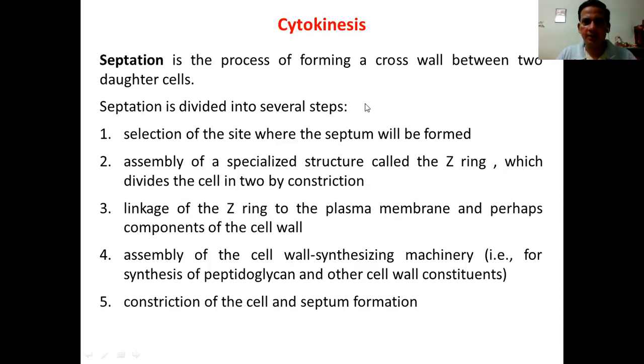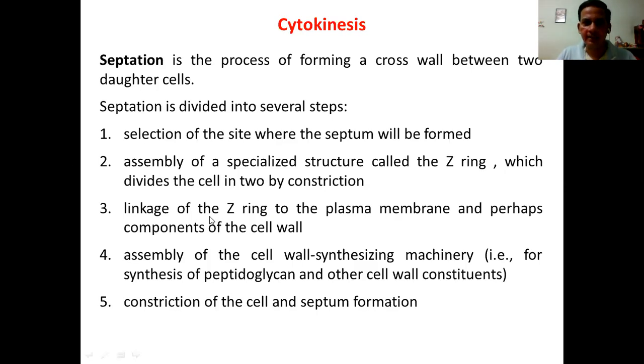This septation is divided into multiple steps. The first one is the selection of the site where the septum will be formed. It is not that it will start forming at any point. There is a specific mechanism which selects the site where the septum will be formed. The second is the assembly of a specialized structure called the Z-ring, which divides a cell into two by constriction. The Z-ring forms once the site is decided, and its formation at that site ultimately leads to constriction of the bacterial cell.